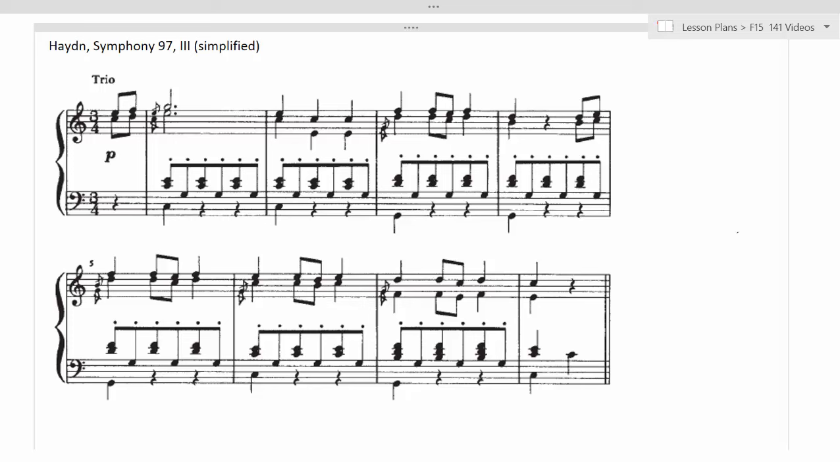Okay, so now pause the video and label the key, analyze the passage with Roman numerals, and identify the cadence at the end of the excerpt. Then unpause the video. Okay, so what you should have gotten was something that looks like this.